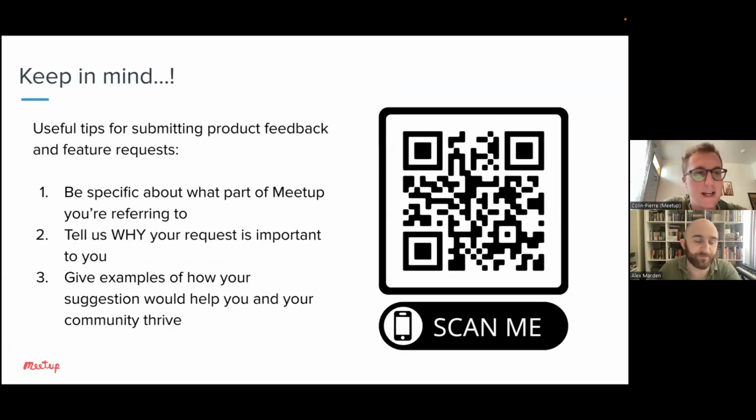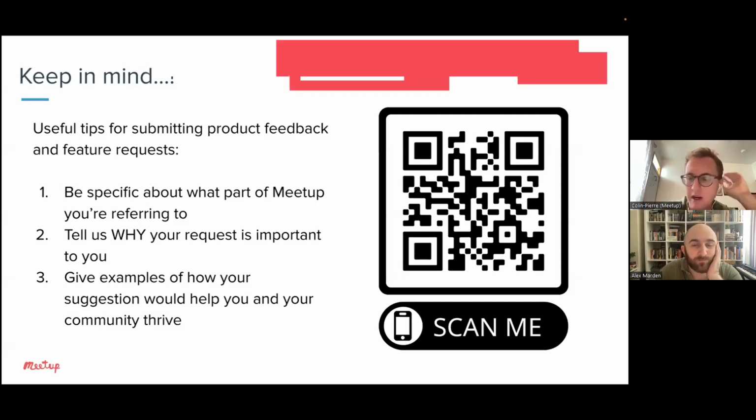Yeah, so keep in mind that when you're submitting product feedback or feature requests, number one, please be really specific about what part of Meetup you're referring to. Explain clearly what you want, like where you want the event chat feedback. And then also the why is extremely important. Why is this important, and how will this help you and your community thrive? So sharing some examples there would be great. Cool. So that's the product feedback and feature requests.